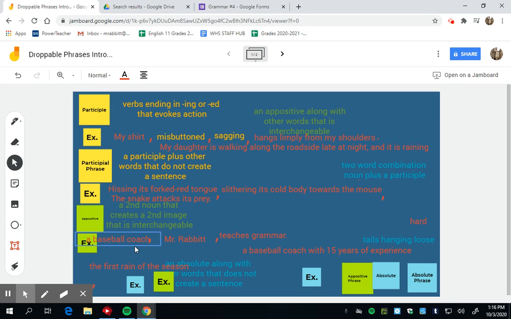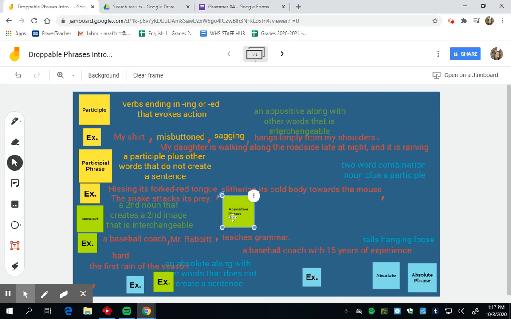So a baseball coach teaches grammar. A baseball coach, comma, Mr. Rabbit teaches grammar, and at that point, I am good to go. Mind you, I can't get a hold of that comma. That's lost in translation right there. Let me move this so it actually looks reasonable for you guys. This right here, because they're interchangeable, I am good to go, right? I've made that correct. So now let's go over here and put in a positive phrase, right?